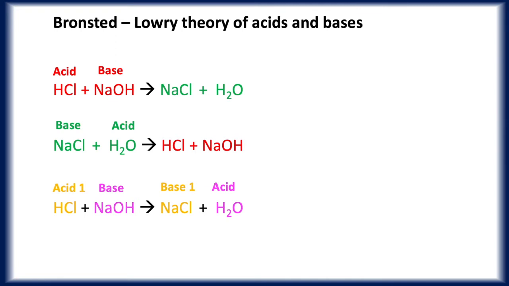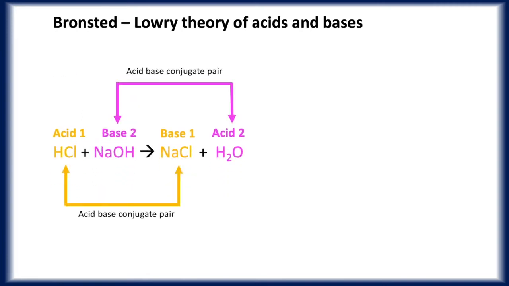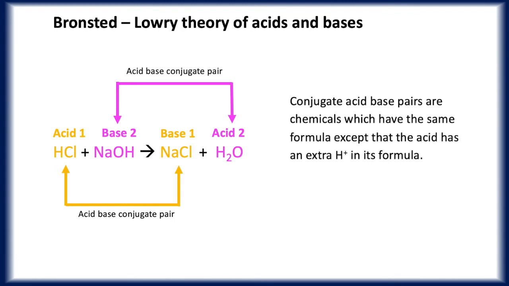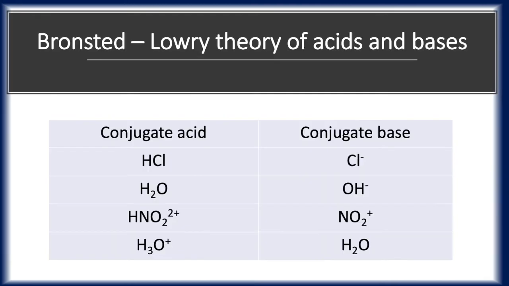And so we label them generally acid and base 1 and acid and base 2. And you can see that they differ in their formula by an H plus ion. Here we have a table of common acid-base conjugate pairs, and you can see hopefully that they do just differ in their formulae by an H plus ion.